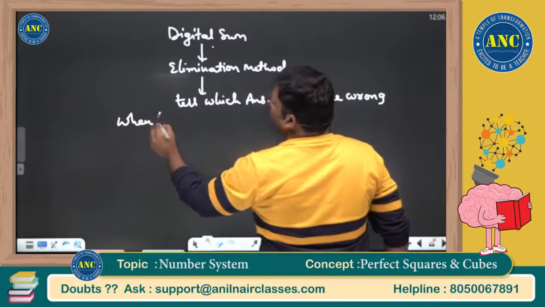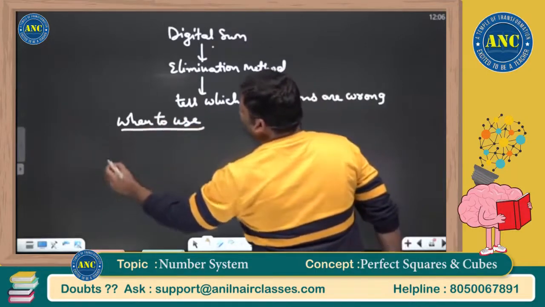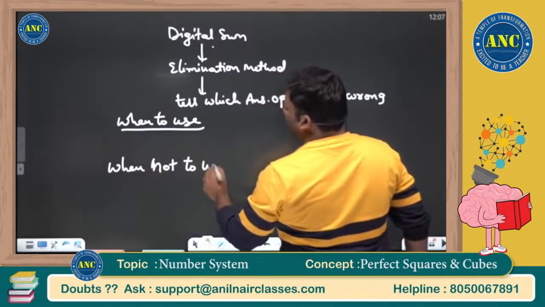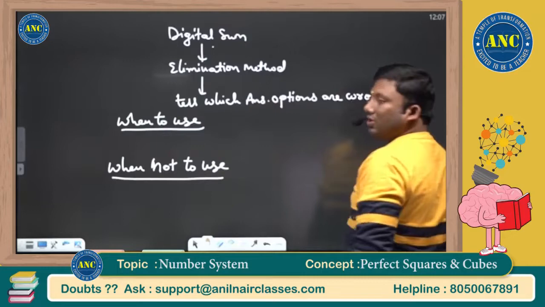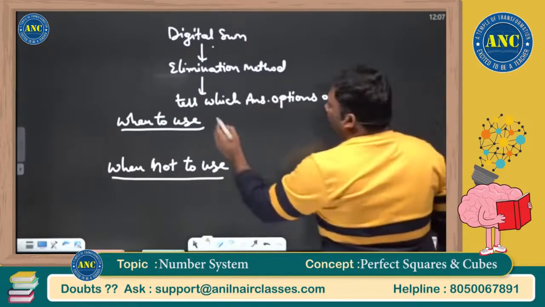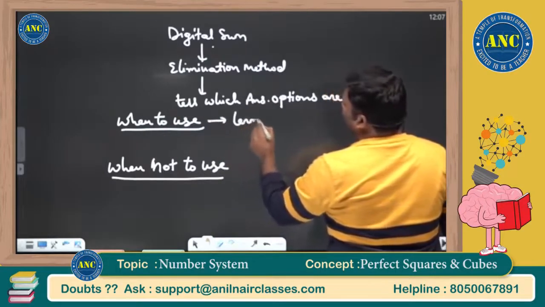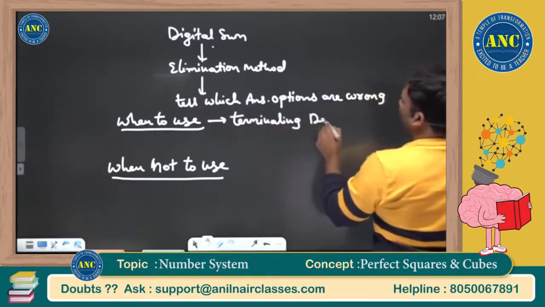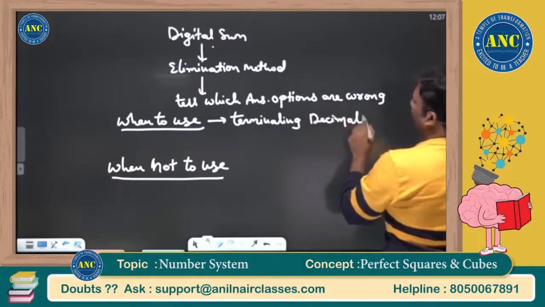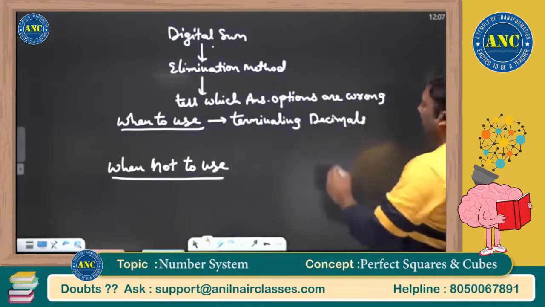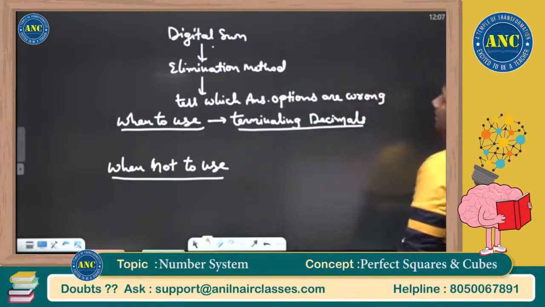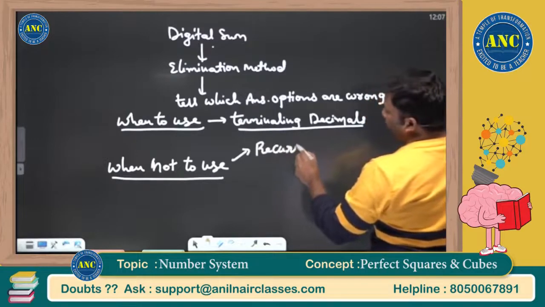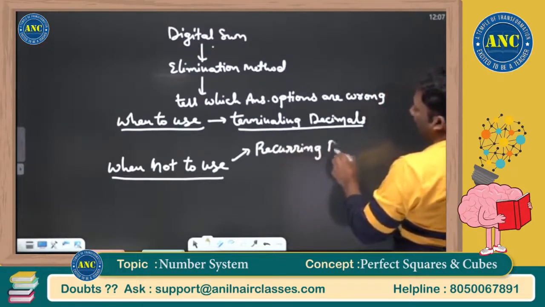When to use. Most of the teachers don't tell this. That is the reason most of the students get confused about when not to use. When to use: it can be used in all the decimal values wherever there are terminating decimals. It will help us in eliminating incorrect answer options. When not to use: you should never use this logic for recurring decimals.